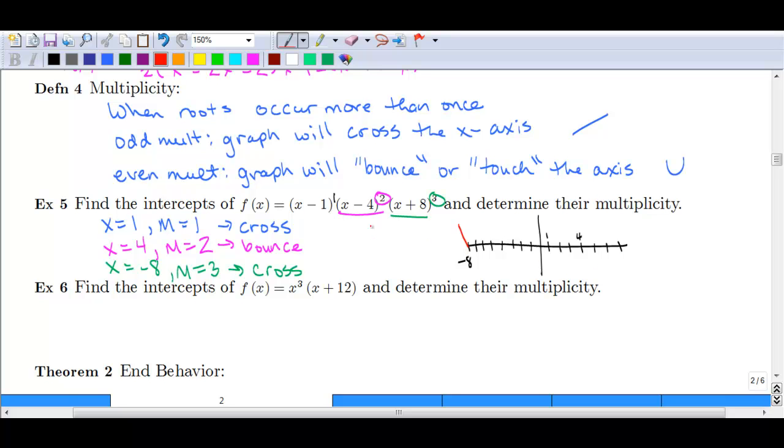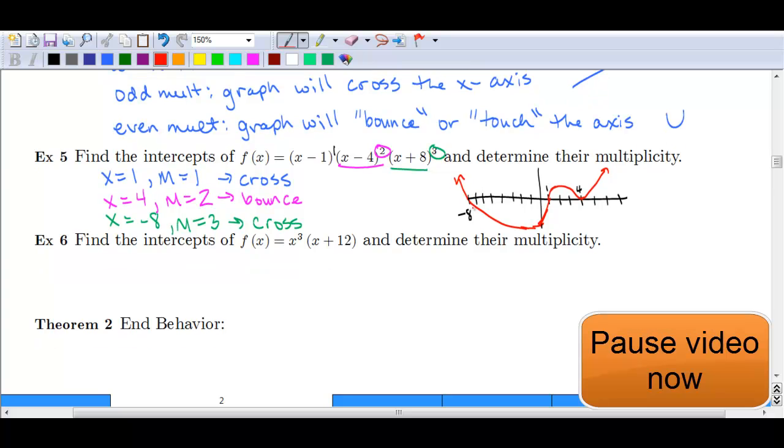We didn't find our y-intercept. Our y-intercept in this case would end up being a rather large negative number. So it would come down to whatever that is. And then at 1, it would cross again. So it would come back up at 1 and cross. And then it would go up and it would bounce at 4 and keep going up. So it would look something like this. Again, it's not a real good graph, it's just kind of a crude estimate of what it would look like.